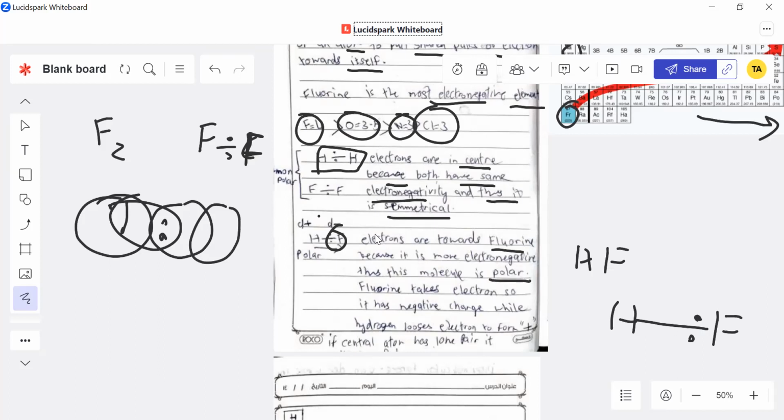What is polar? When you have an electronegative element pulling electrons towards itself, you have a polar molecule. And when do you have a non-polar molecule? When you have, for example, two hydrogen atoms bonded, both have similar electronegativity, so the electrons would be at the center. When something is very symmetrical, in this case, a very symmetric molecule, this will be called non-polar.